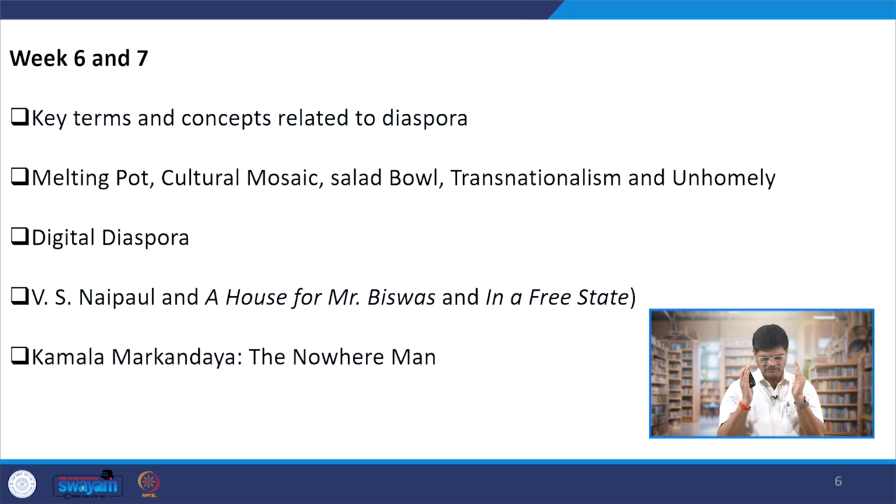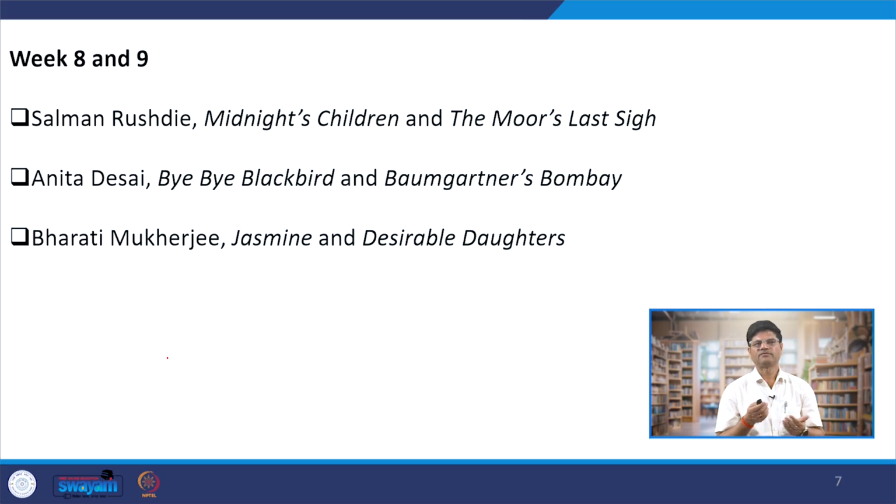Then we discussed two novels by one of the most important, and we can say the first known, novelist of Indian diaspora, V.S. Naipaul. We discussed his novel A House for Mr. Biswas, which is considered an epic of diasporic experience. And then we also discussed Kamala Markandaya's The Nowhere Man, a very strong diasporic narrative.